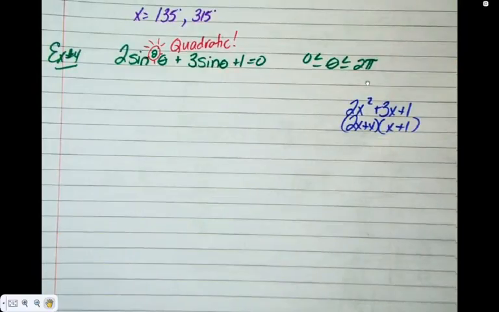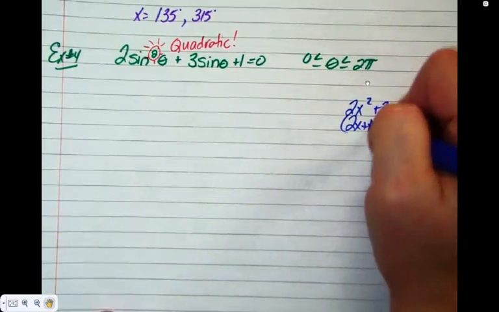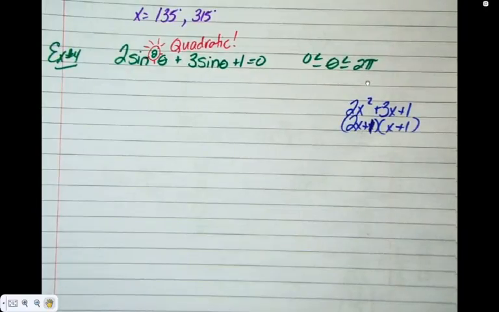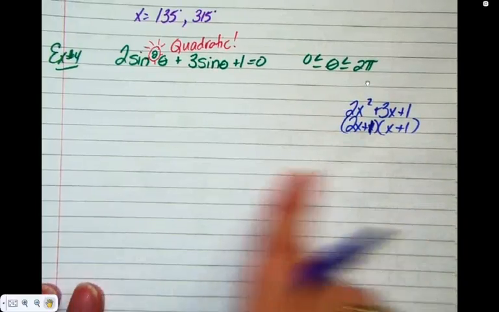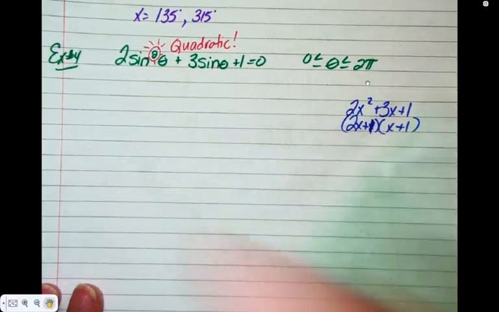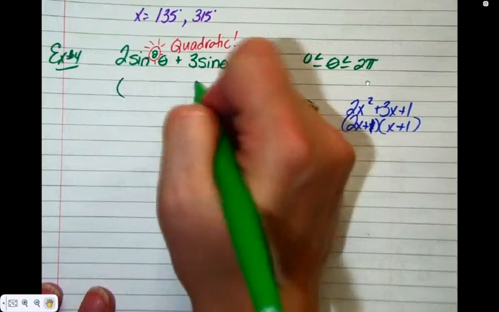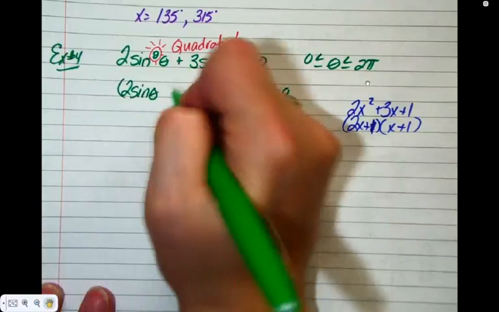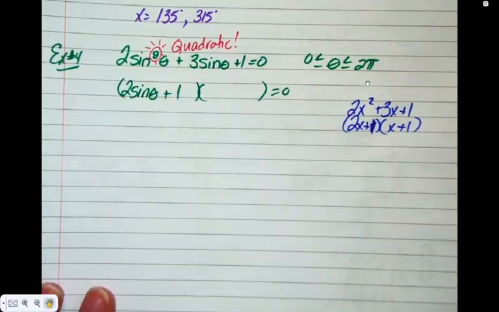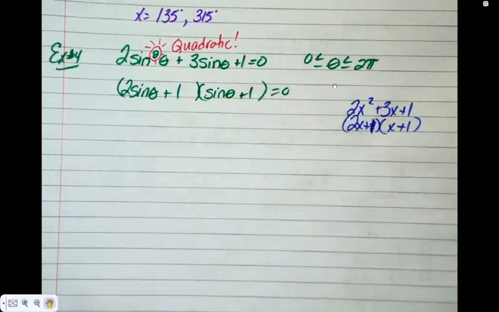Does that say 2x plus x? Oh, it does, but I meant to say 1. Again, if you're like, what? Come and see me, but I can't stop because that took us a whole unit in grade 10 to get you to this point. So if with the x it's 2x plus 1 and x plus 1, what do you think is going to happen over here? 2 sine theta plus 1 and sine theta plus 1.